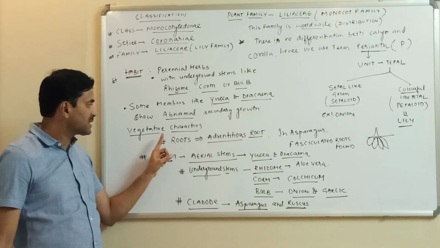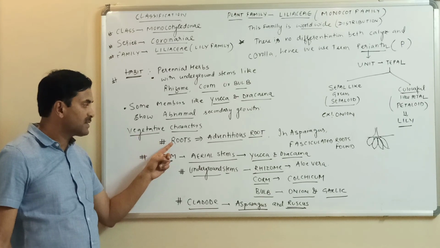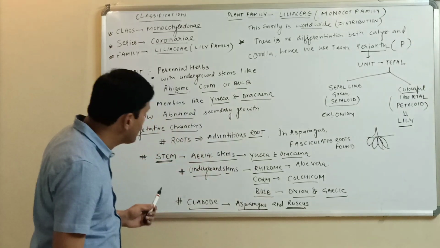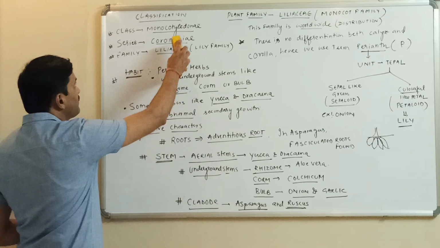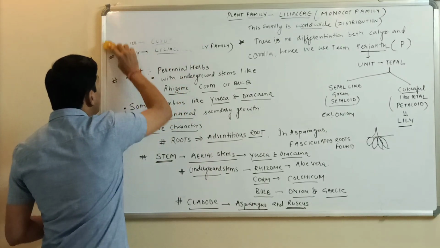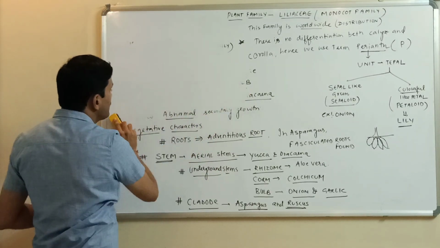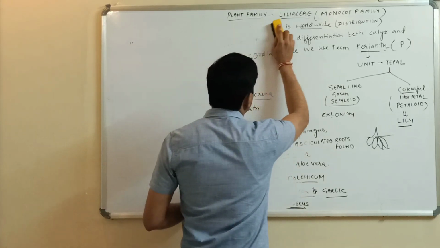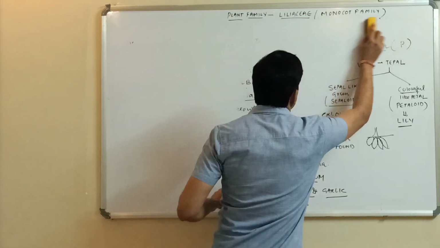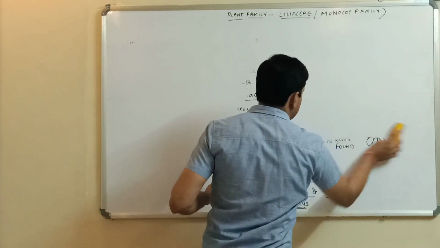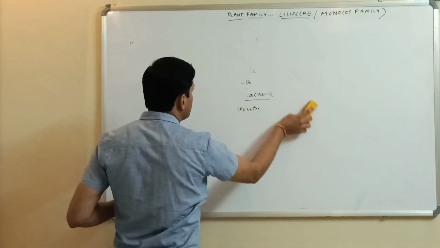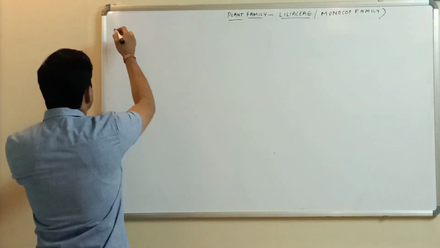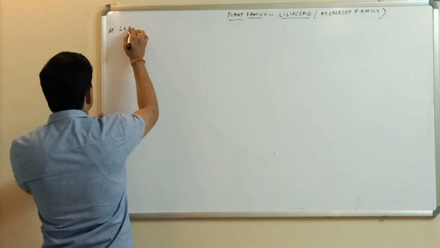Fine. So we have discussed two vegetative characters. One is the root, another is the stem. Now coming to the third vegetative character, and the third vegetative character is the leaves. What type of leaves are found in them? Okay. So let's have a discussion on the leaves. Now, leaves, the third vegetative character.